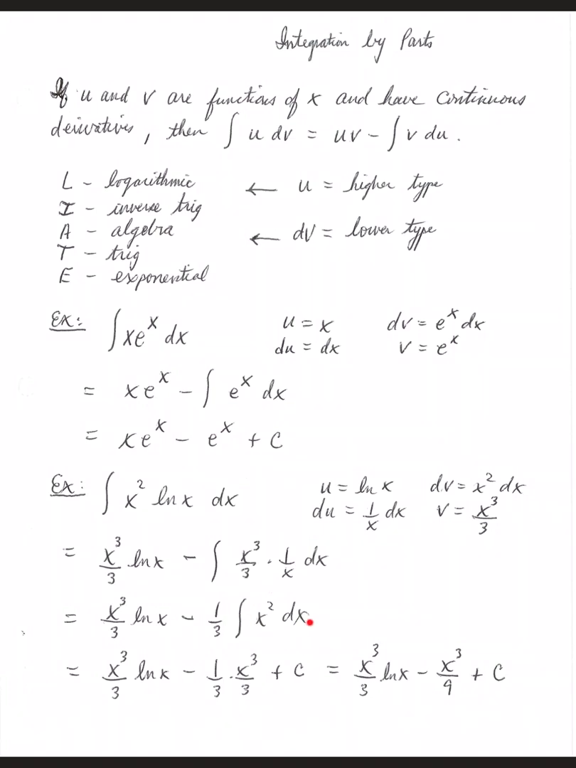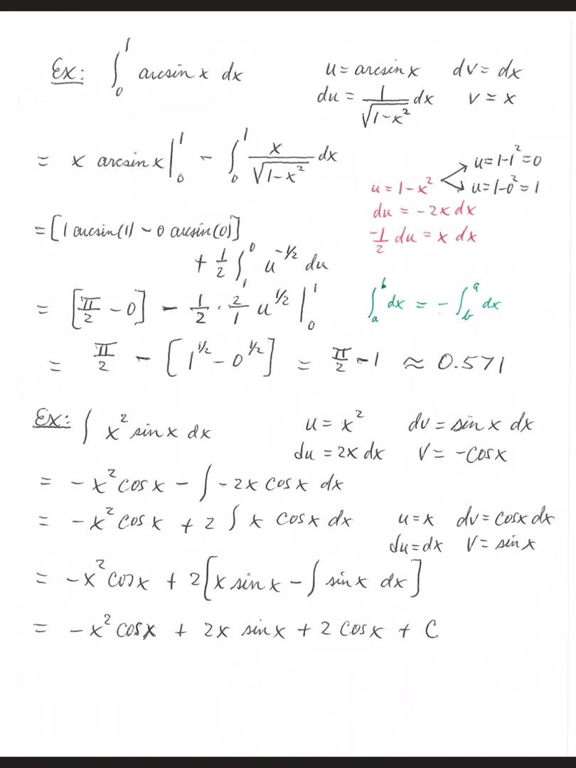This integral has an antiderivative of x cubed over 3 plus c. Don't forget this negative 1/3 because it'll be multiplied with it. Final answer, x cubed over 3 natural log of x minus 1/9 x cubed plus our constant of integration.